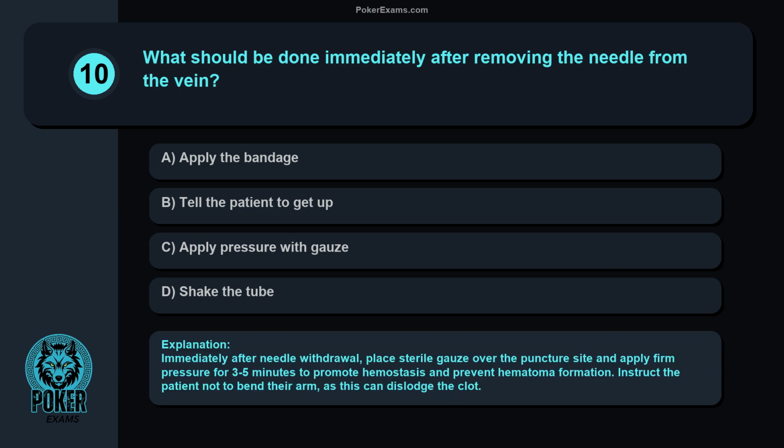Immediately after needle withdrawal, place sterile gauze over the puncture site and apply firm pressure for 3 to 5 minutes to promote hemostasis and prevent hematoma formation. Instruct the patient not to bend their arm, as this can dislodge the clot.